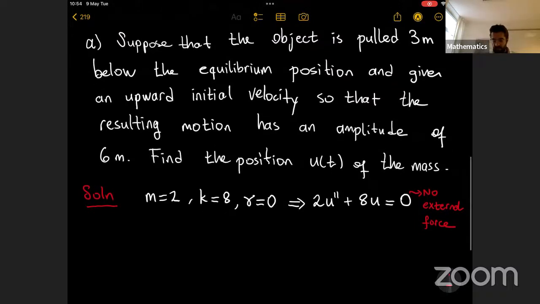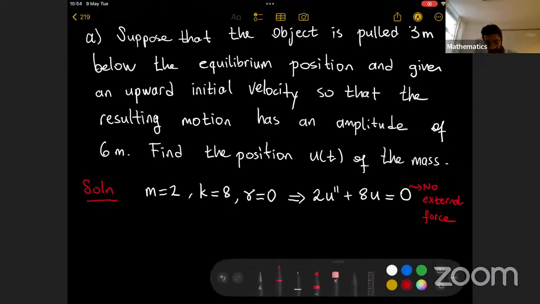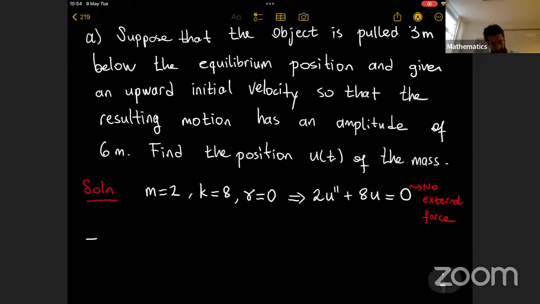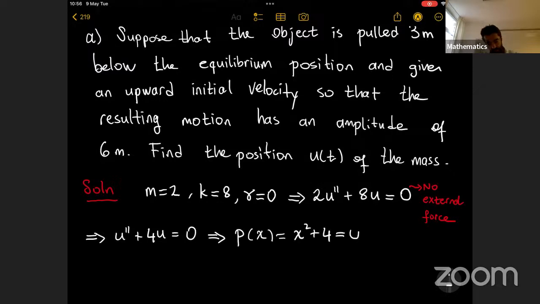Well, let's solve this. You can simplify this and write the following: u double prime plus 4u is equal to 0. And the characteristic equation, p of lambda, is lambda squared plus 4 equal to 0. And this tells you the roots are plus minus 2i.